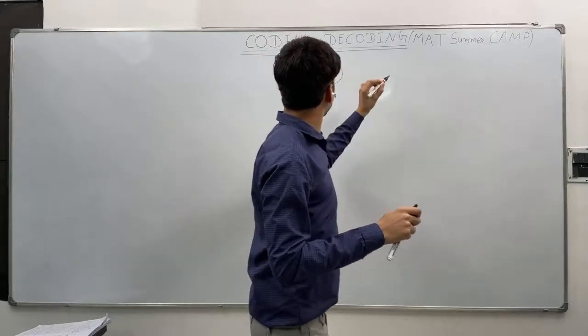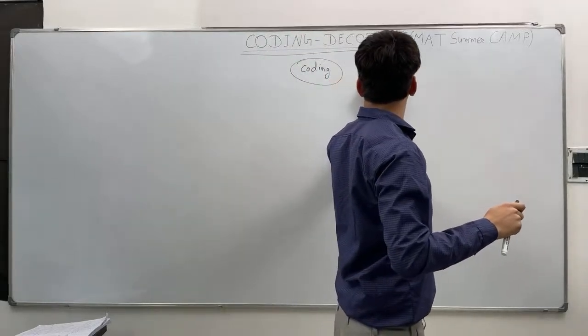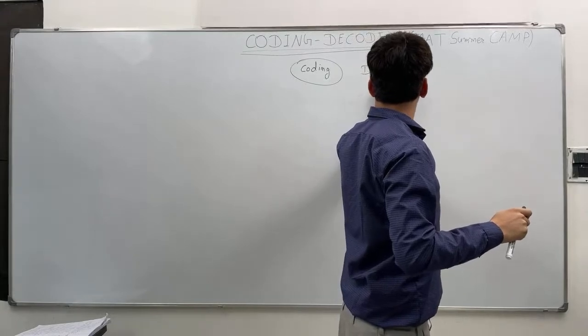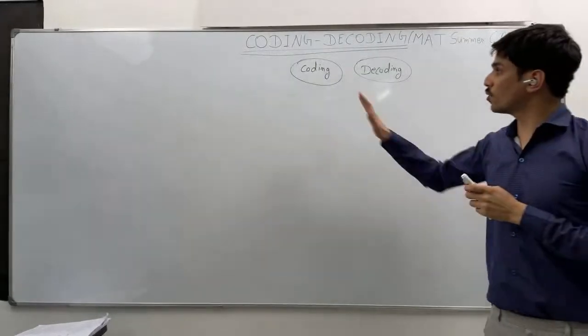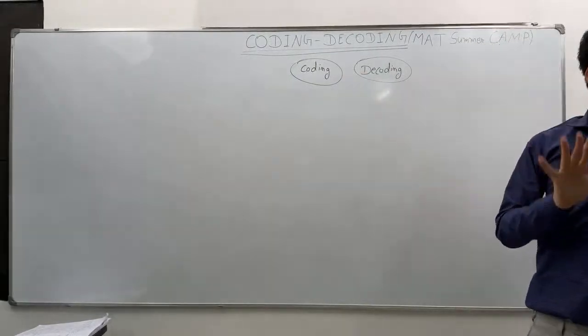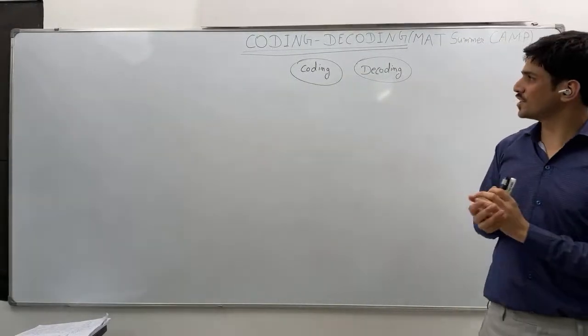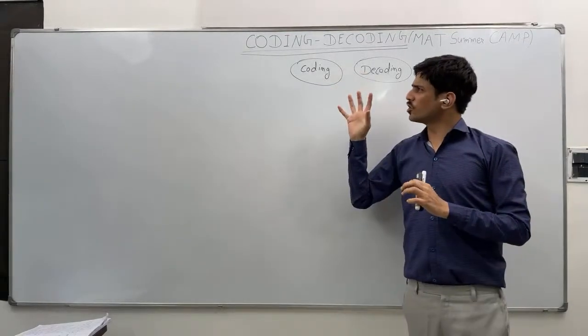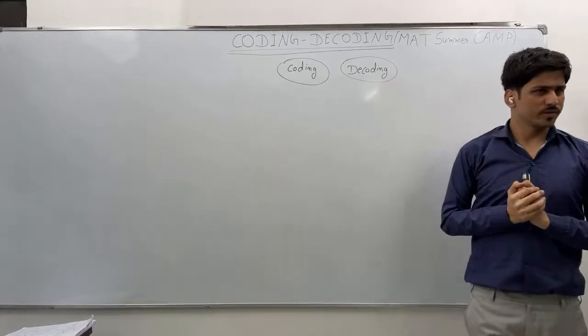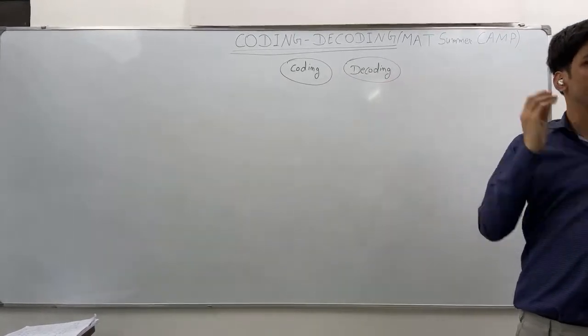Coding, and next we have decoding. So first of all, what do you mean by coding? Anyone who can explain what coding is? We are not talking about the programming language, right? You might have studied some HTML, CSS, JavaScript. Here we are talking about coding and decoding. This is related to our reasoning part, right?